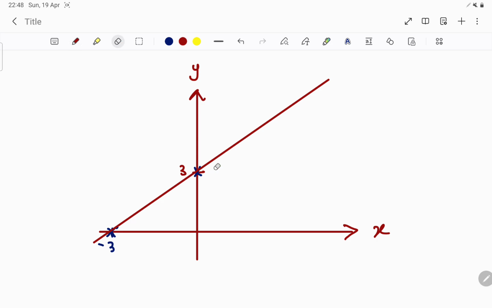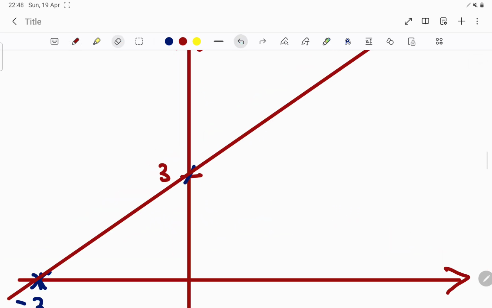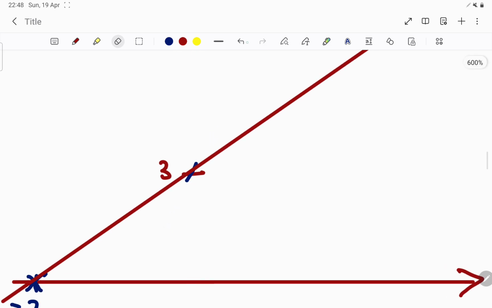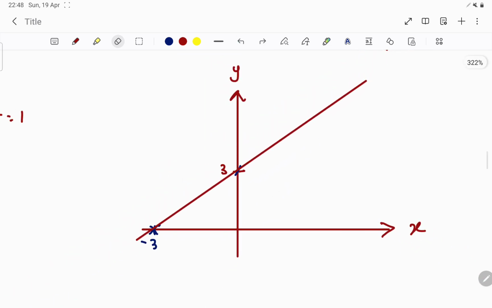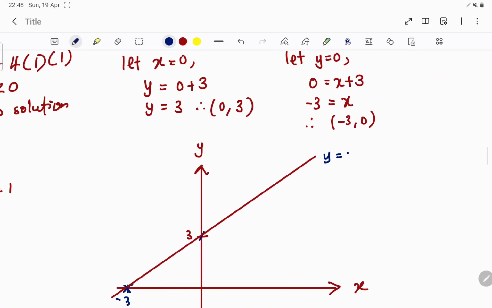Like that. Okay, just maintain. So this is your line y equals x plus 3.